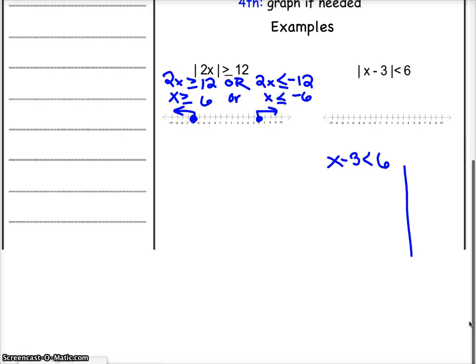Now I'm going to do my negative case. x minus 3 is bigger than negative 6. What did I do with this second case? I flipped. Make sure you flip the second case. x is less than 9, or x is bigger than negative 3.